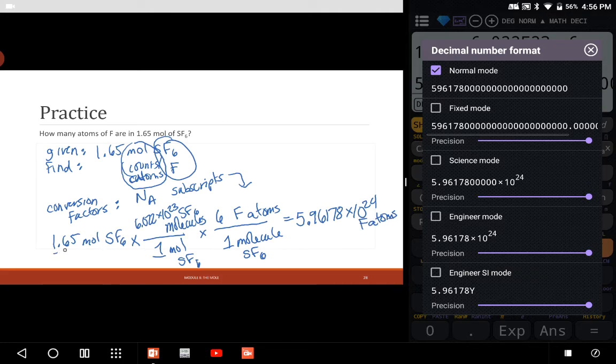I need 1, 2, 3 sig figs. So I will report my answer as 5.96. So we'll round down because of the 1. But I do have to remember the times 10 to the 24th power because there's not just 5.96 atoms, there's this many atoms.